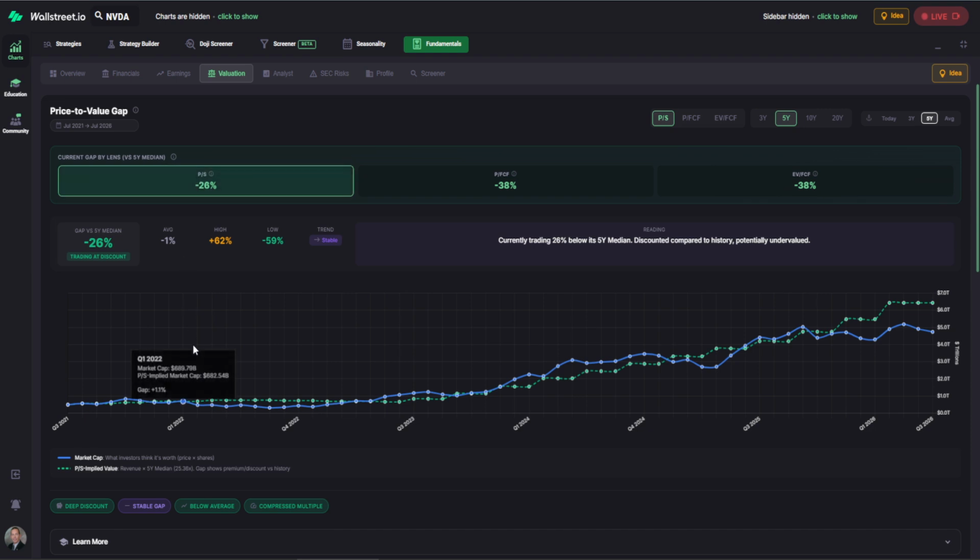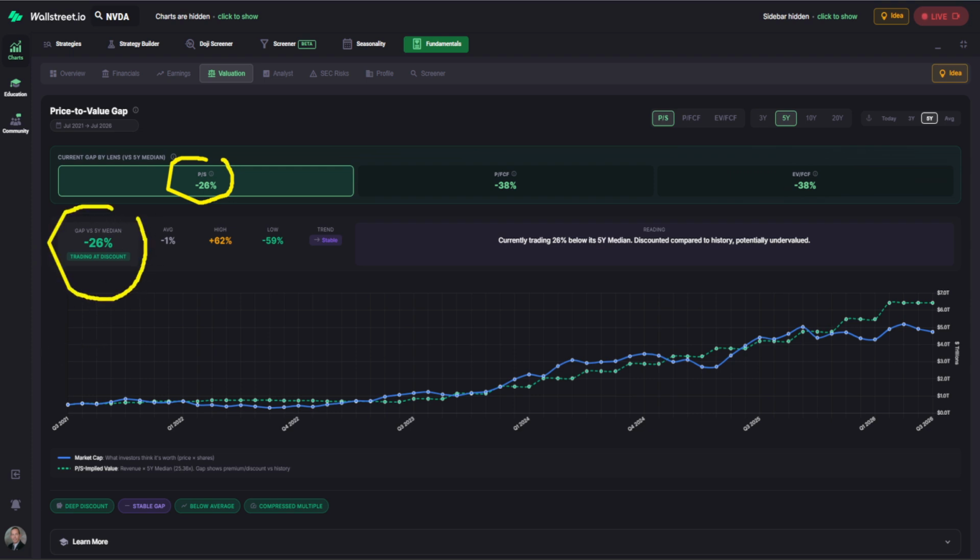The price is the blue line. This is the price of the stock. This is the stock chart on top of the fundamentals. What an awesome way to look at a representation of, is it overvalued or undervalued? What do we get here? We get a number of 26%, which is trading at a discount.